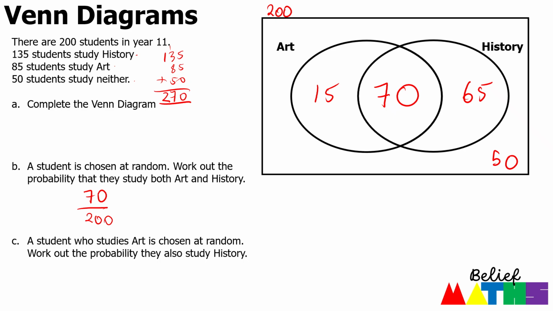The next one says a student who chooses art is chosen at random. So the art students is 85 because it's the 15 plus the 70. What's the probability they also study history? So looking inside the art circle, there are 70 students who are also in the history circle. So it's 70 out of 85. Building your denominators first and thinking, am I choosing all the students or am I choosing one of the sections, is really important. And that's really prevalent in Venn diagrams.